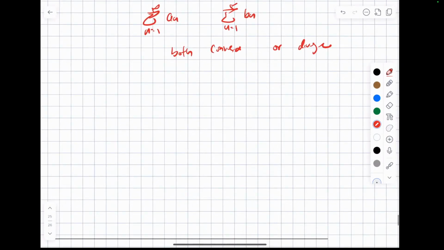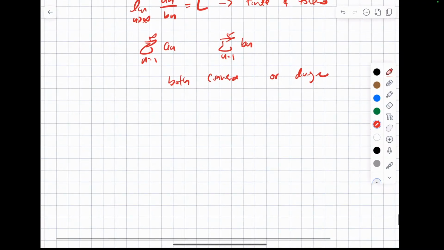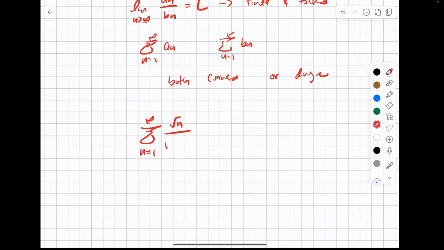The last example we did not do. We did this first example first: the summation from n equals 1 to infinity of square root n over n squared plus 1. We did this one, right? And what do we compare with? What do we put the ratio with that we know converges or diverges?